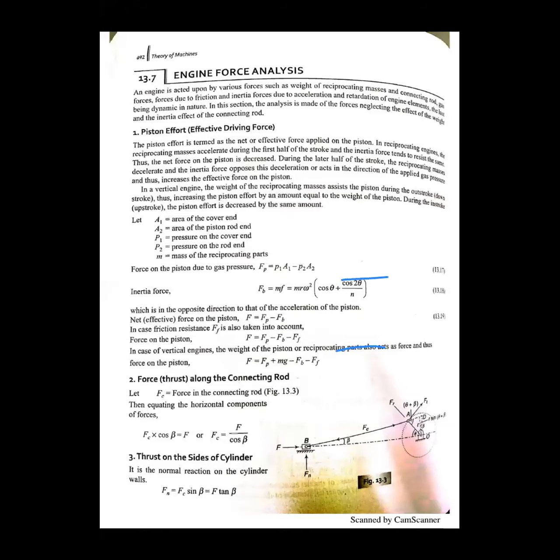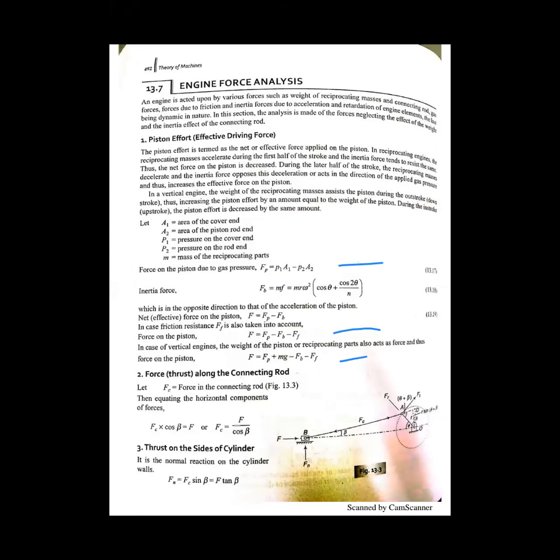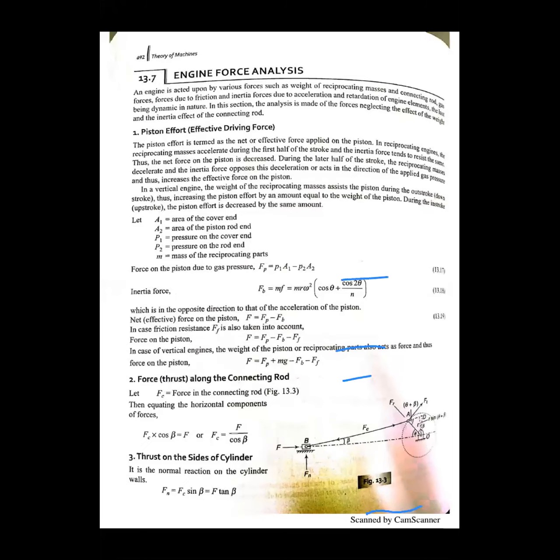So that is our force on the piston. The value is F equals Fp plus mg minus Fb minus Ff. That is the effective driving force. Now observe the diagram.